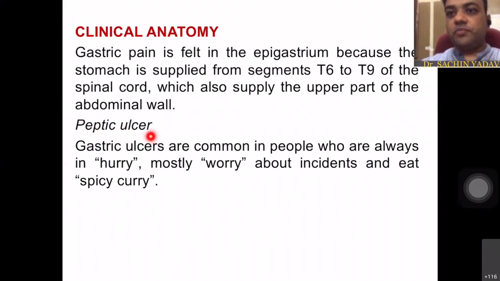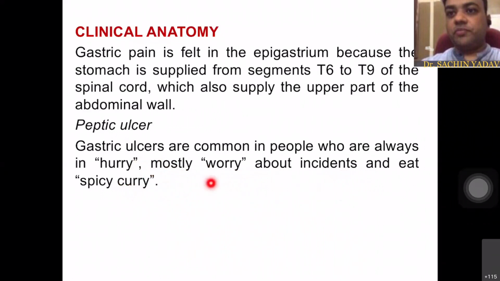These pepsin materials are activated by the hydrochloric acid, and in enormous quantity it can damage the mucous membrane of the lower part of the stomach and the first part of the duodenum. So gastric ulcers are common in people who are always in a hurry, worry, mostly stress conditions. Today's life is not divided, maybe in the city or the rural, all are the same now. So there are more gastric ulcers.